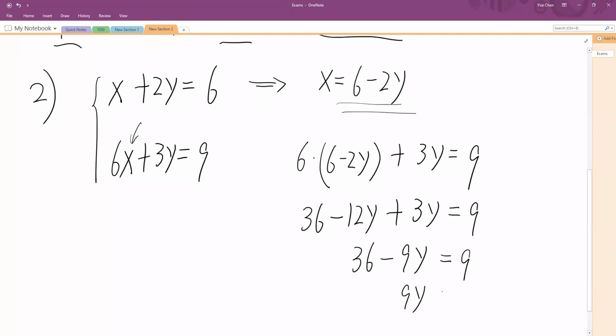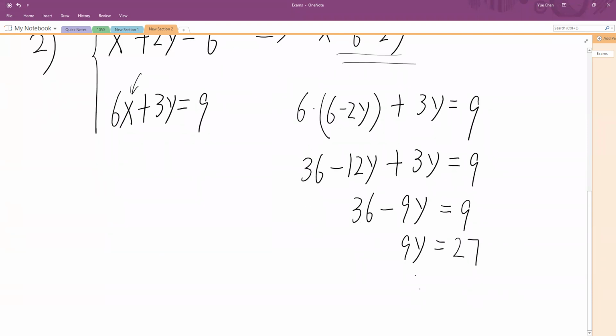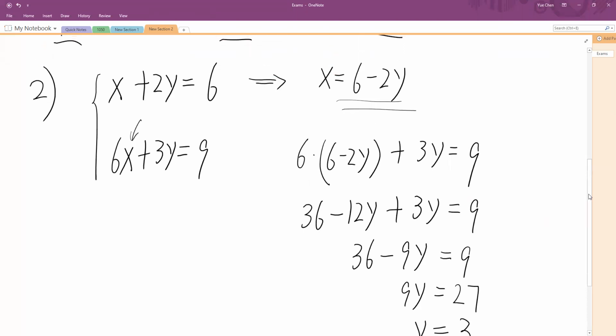So 9y equals what? 27, right? 9y equals 27. So y equals 3. This is one thing. And we also need to know x. What is x? We can plug in here, or plug in here. Anyway, any one will work.